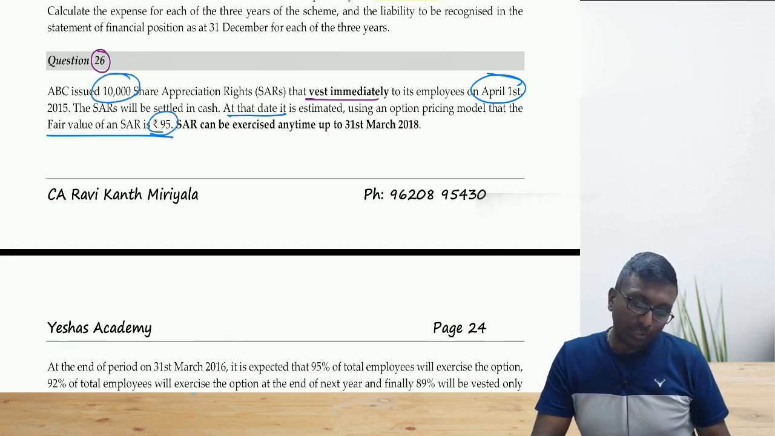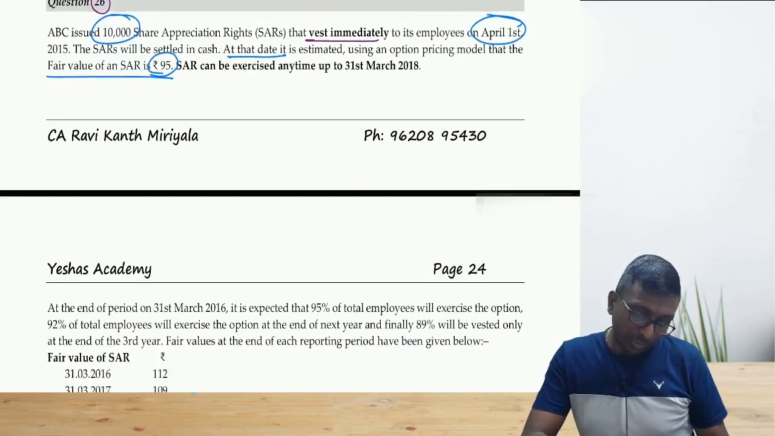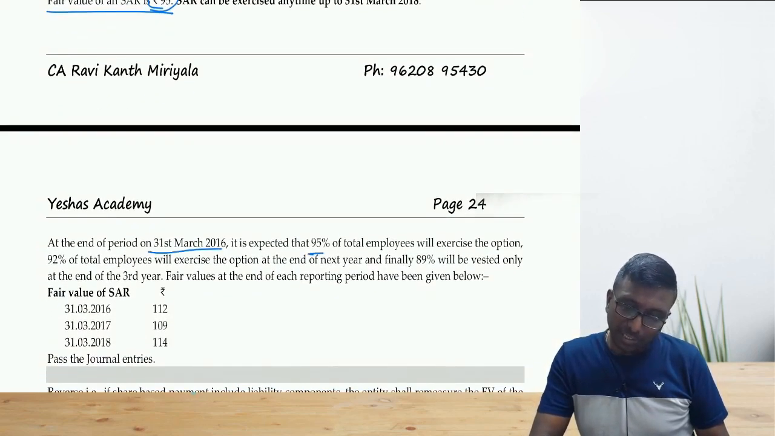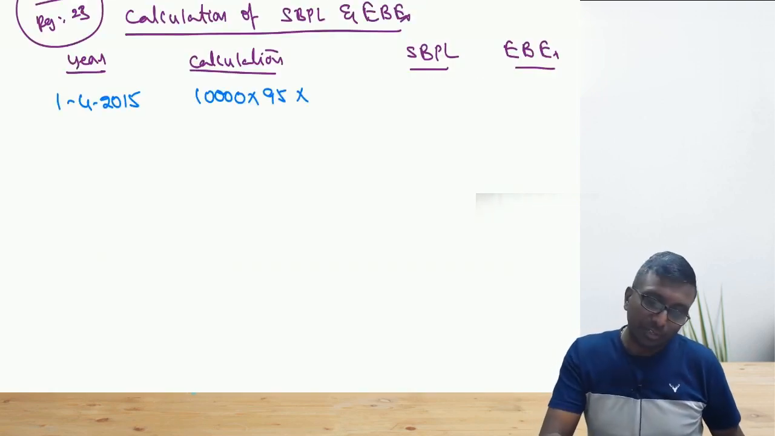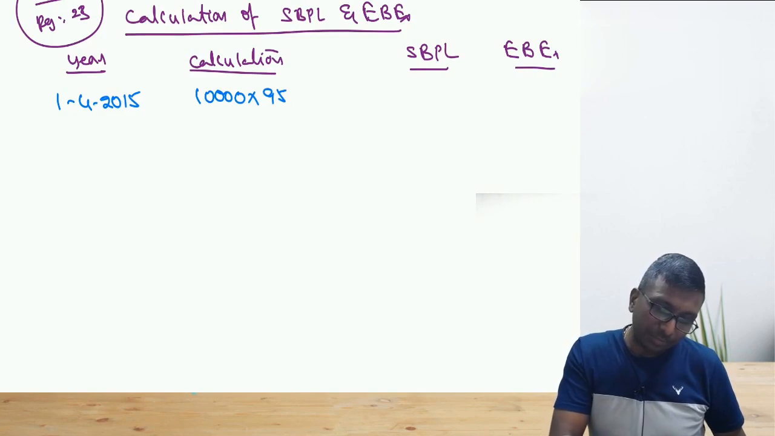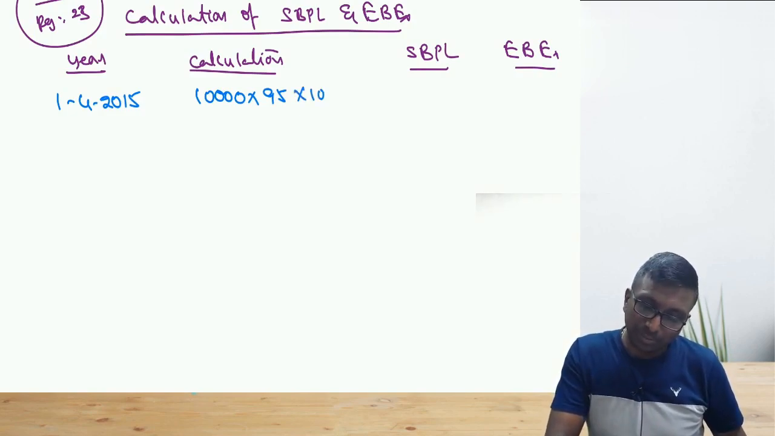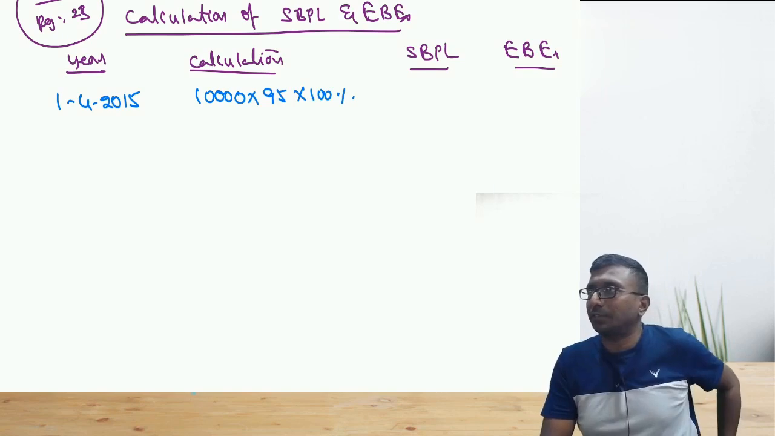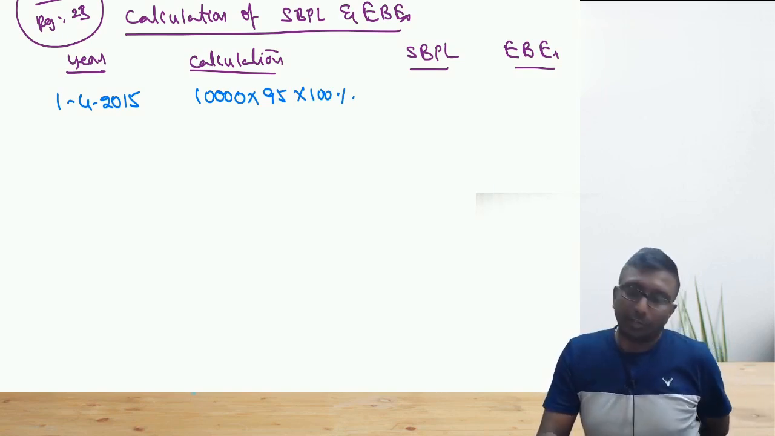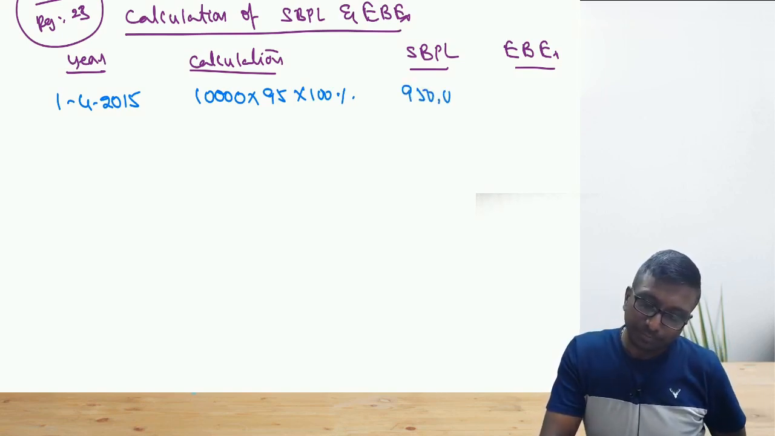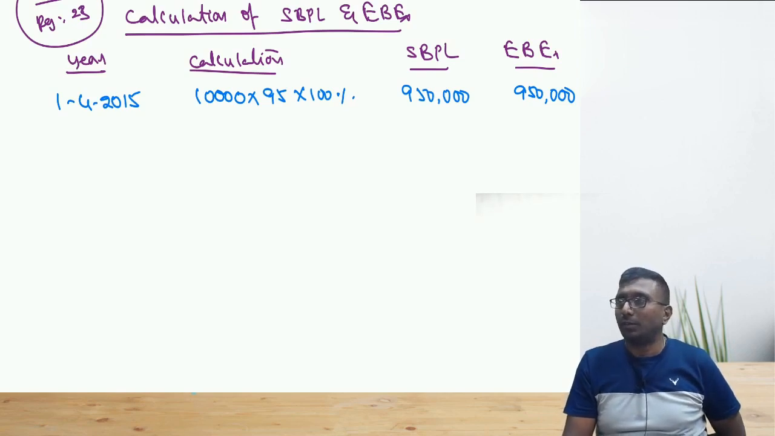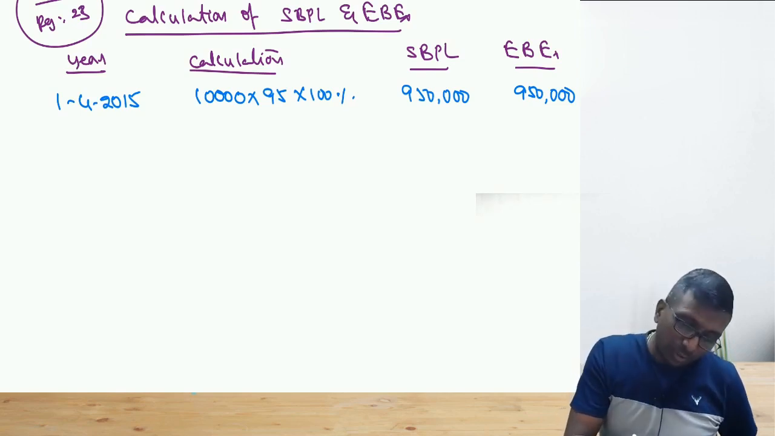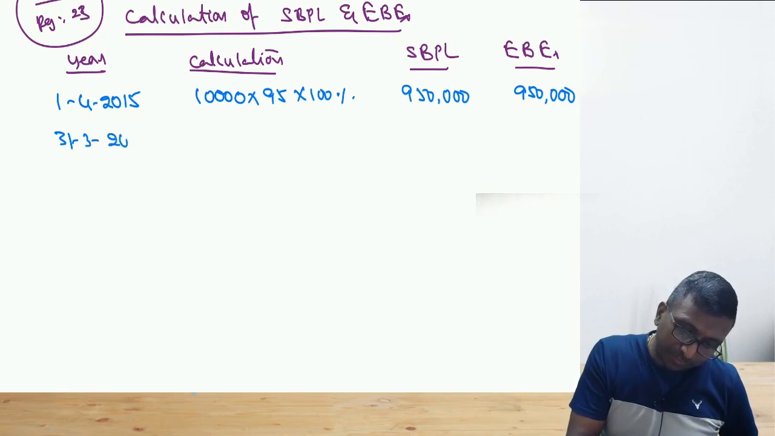Okay, 10,000. And SAR can be exercised. One second. At the end of the period it is 95%. Sorry, I thought it the wrong way. Yeah, 100%. That's all. No 95%, no information given. So 9,50,000. 95% is at the end of the first year, not on the date of vesting. So 31st March 2016.